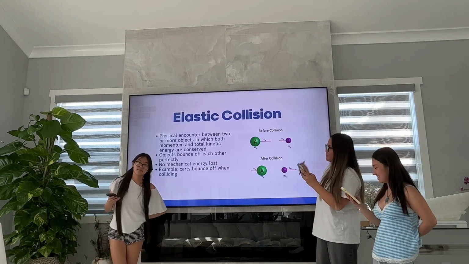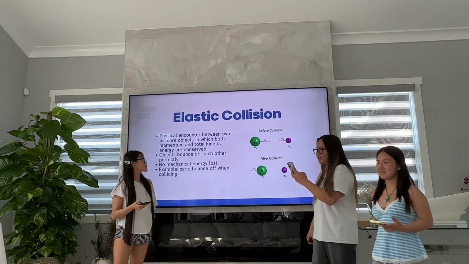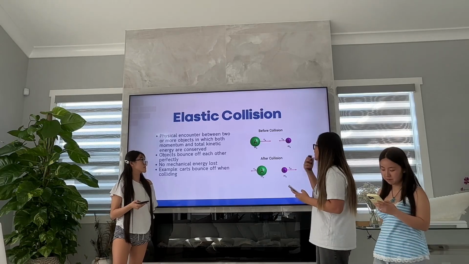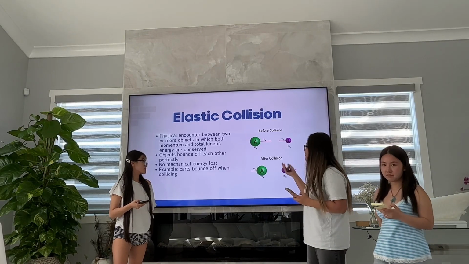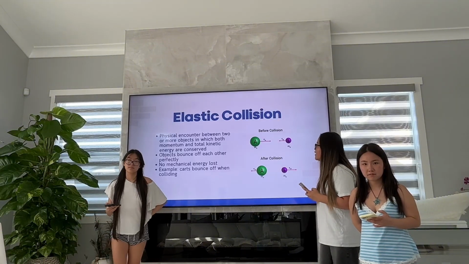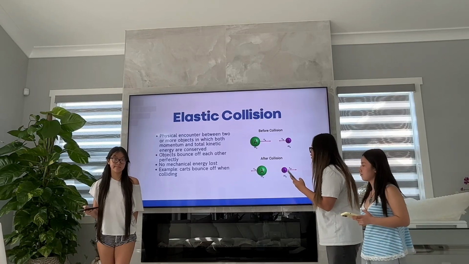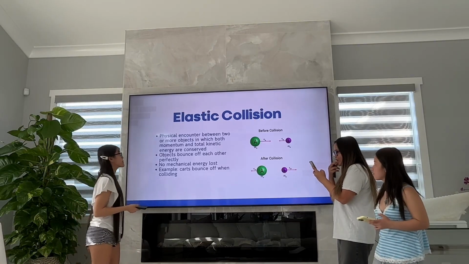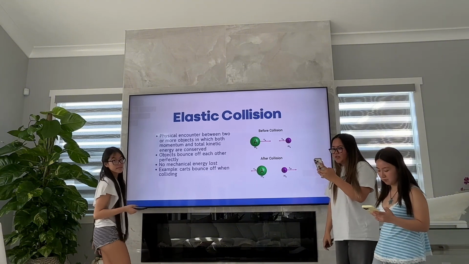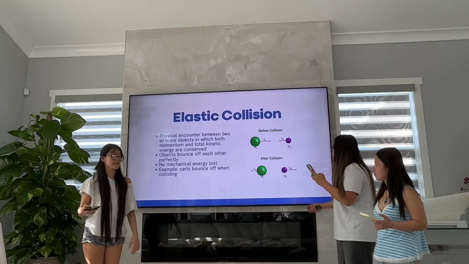Now let's look at three types of collisions, starting with elastic collisions. Here, both momentum and kinetic energy are perfectly conserved, in a physical encounter between two or more objects. So objects bounce off each other perfectly and no mechanical energy is lost. An example of this is carts bouncing off each other when colliding, with 0 mechanical energy lost to heat or sound. You can think of it as magnetic bumper cars or billiard balls hitting each other cleanly.